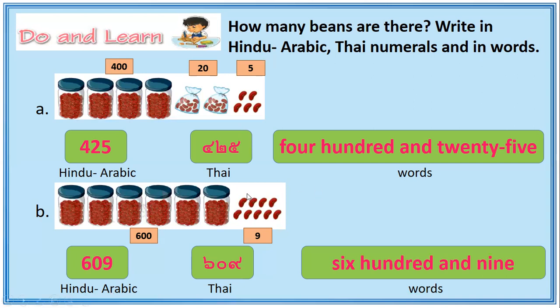Great. So again, let us spell it. SIX, 6, HUNDRED, 100. And NINE, 9. So again, let us read 609. One more time, please. All right.